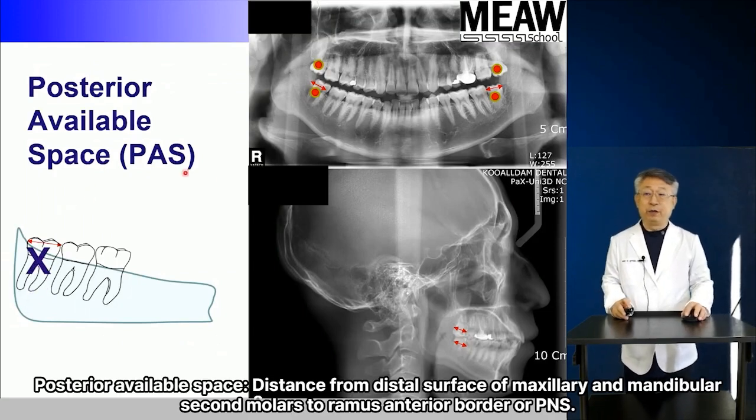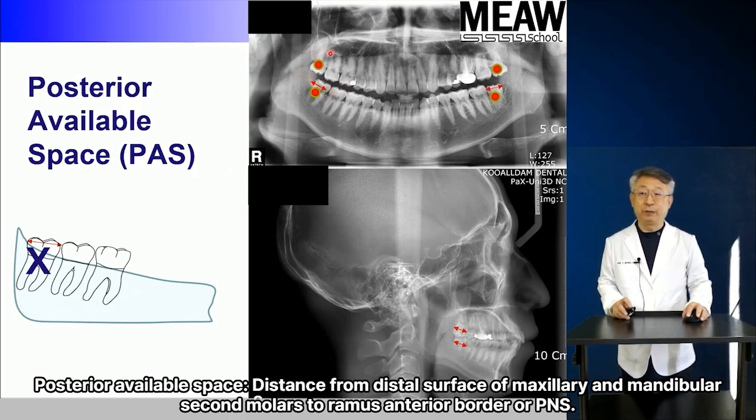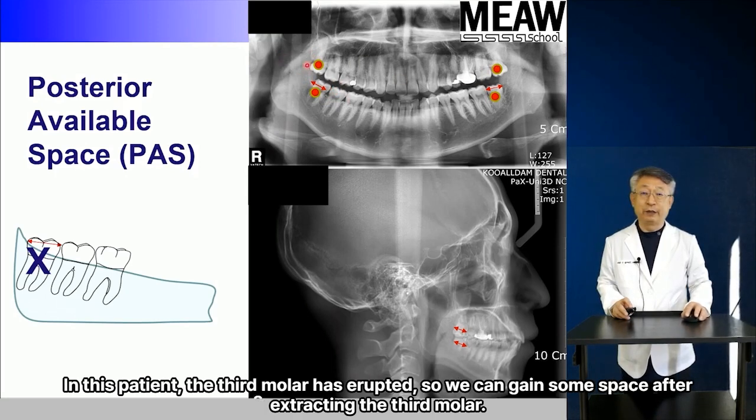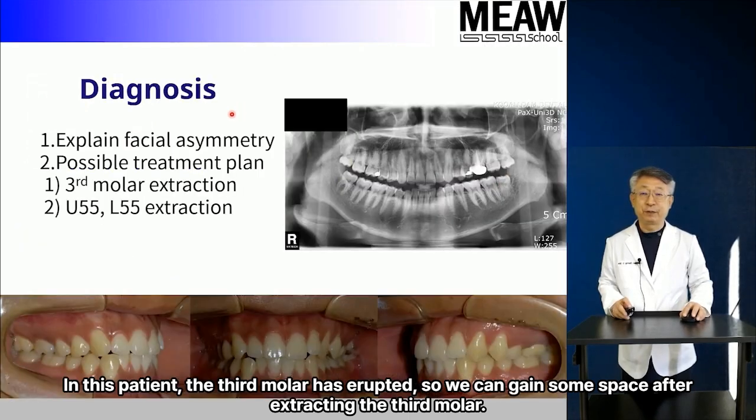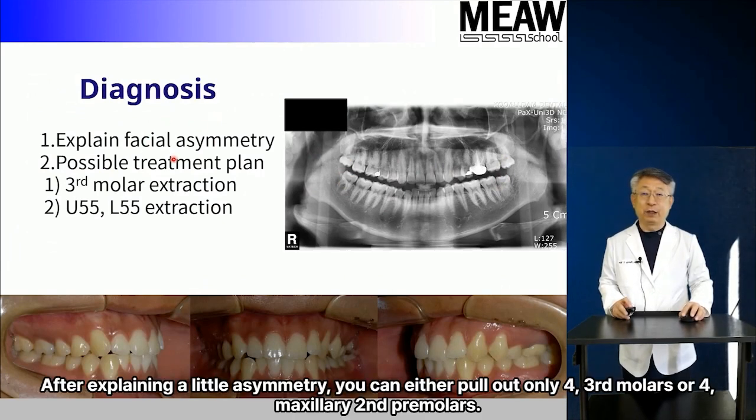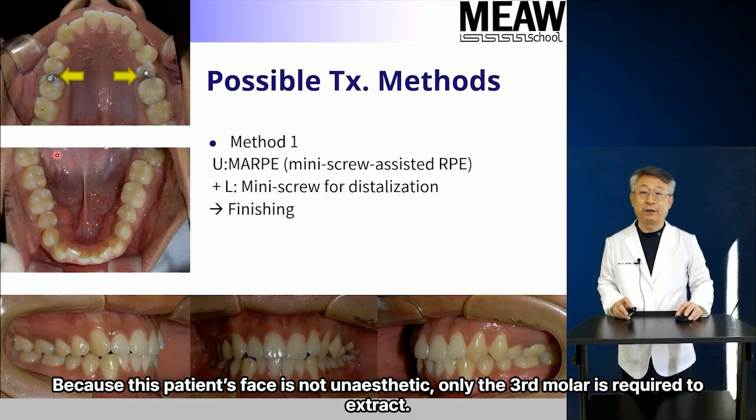Posterior available space is the distance from the distal surface of the maxillary and mandibular second molars to the ramus anterior border, or PNS. In this patient, the third molar has erupted, so we can gain some space after extracting the third molar. After explaining a little asymmetry, you can either pull out only 4 third molars or 4 maxillary second premolars. Because this patient's face is not unaesthetic, only the third molar is required to be extracted.